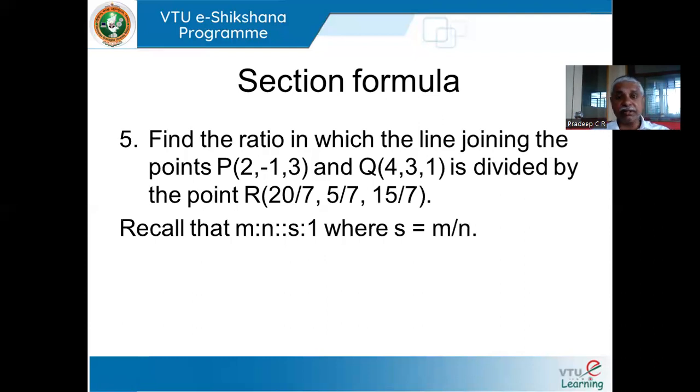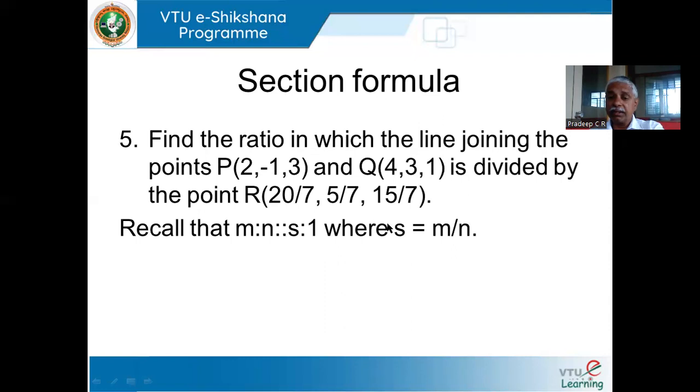What I'm trying to tell you is that 3 is to 4 is the same as 3 by 4 is to 1. Why? What is the advantage in doing this? I have only one variable, which is called S here. Here there are two variables, M and N, but I have only one equation. I want two related variables.